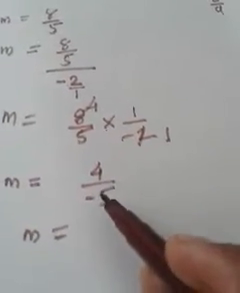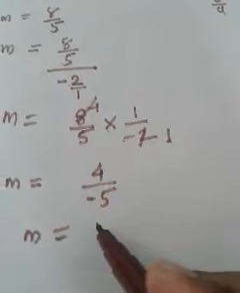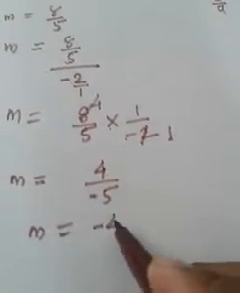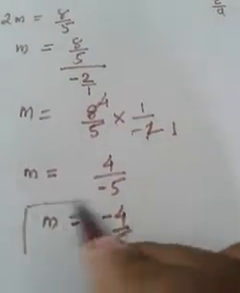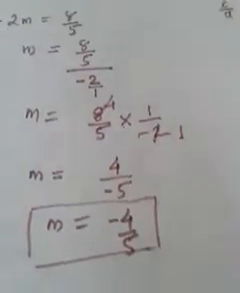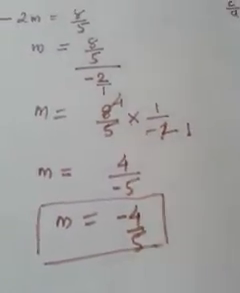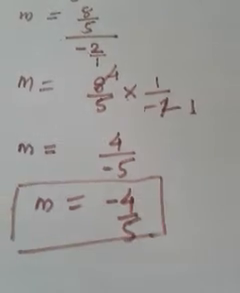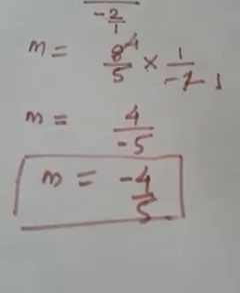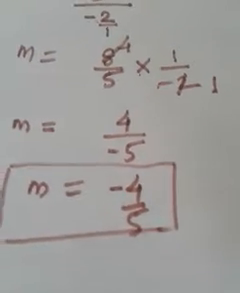If the sign is in the denominator, it is better to take the sign to the numerator. It becomes -4/5. I mentioned once, if the sign is on the denominator side, you are not supposed to keep the sign in the denominator. Always write the sign in the numerator. So the value of m we got as -4/5. You may have understood, isn't it?